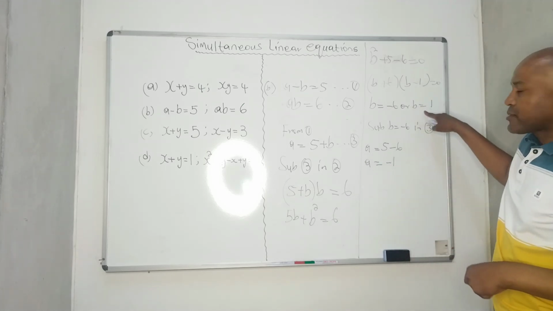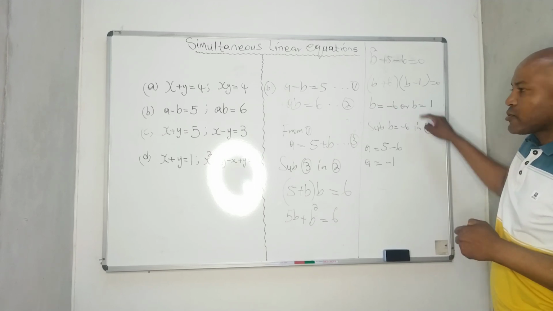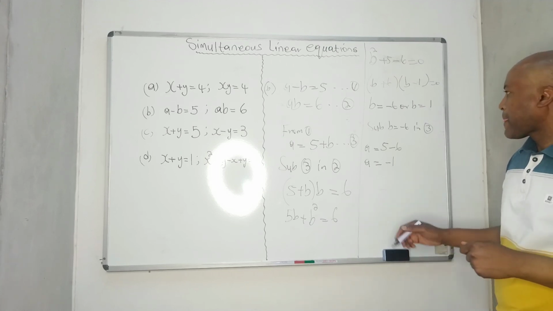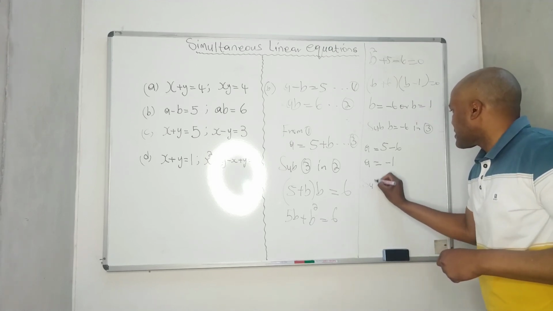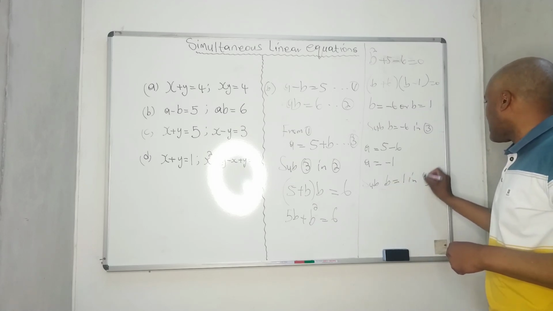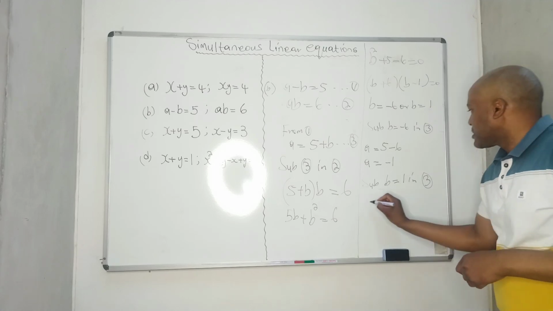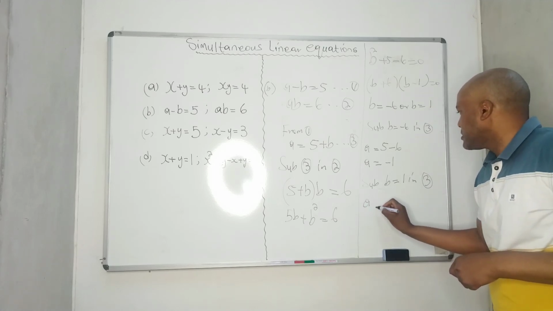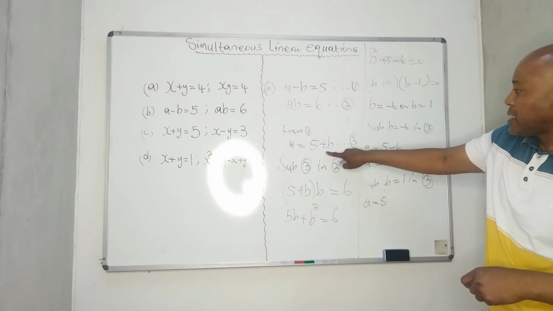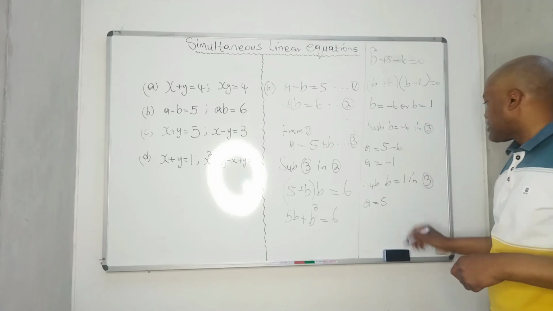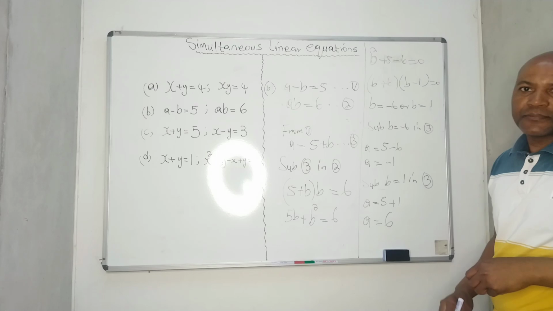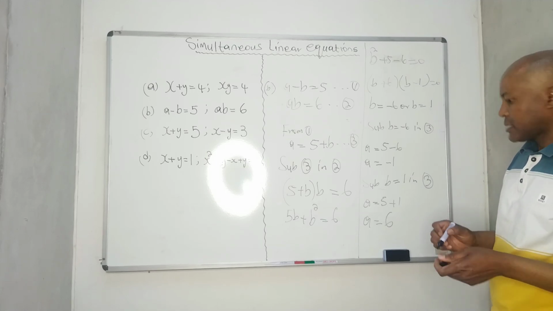And again, I have to substitute this one, b equals to 1, and see what I'm going to get as the value of a. So I'll say, okay, I substitute b is equals to 1 in equation 3 again. Then equation 3 says a is equals to 5, but b is 1, plus 1. Then a is equals to 6. That's how you do this.